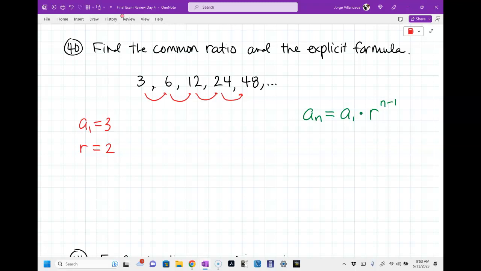Now, if you're not sure, remember what I told you guys, just divide it out, right? 48 divided by 24 is 2. 24 divided by 12 is 2. 12 divided by 6 is 2. 6 divided by 3 is 2. So now that I know my a1 and r value, I'm going to just go ahead and plug that into my formula. So a sub n is equal to 3 times 2 to the n minus 1.